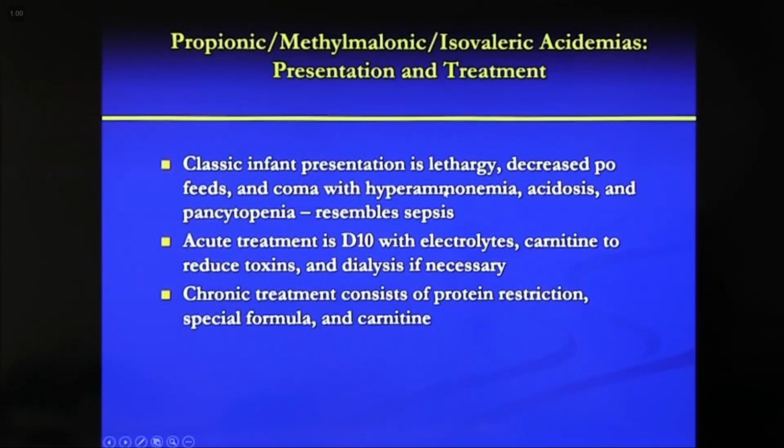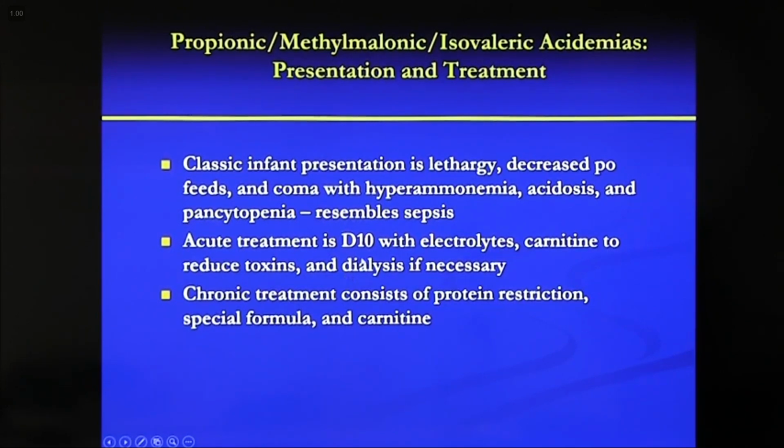The presentation, okay, remember that babies don't do that much, right? They cry and they wake up and they feed. So if they're not feeding and they have decreased level of consciousness and coma, then you have to do labs. And if they have hyperammonemia and acidosis, then that implies that they might have an organic acid problem. Now, if you have sepsis, you can increase your ammonia, but not to the degree that these guys do.